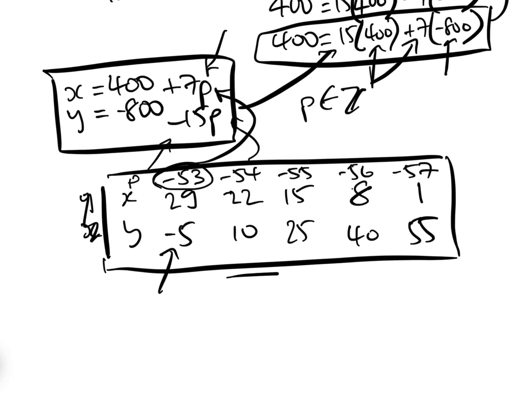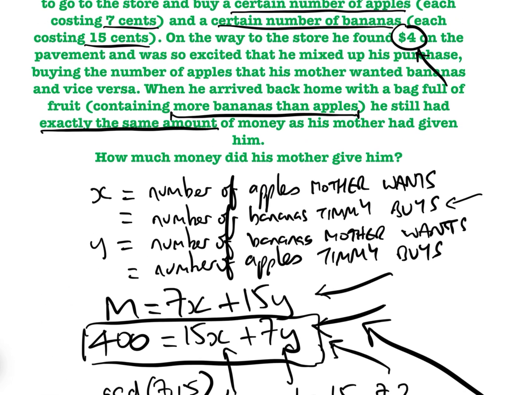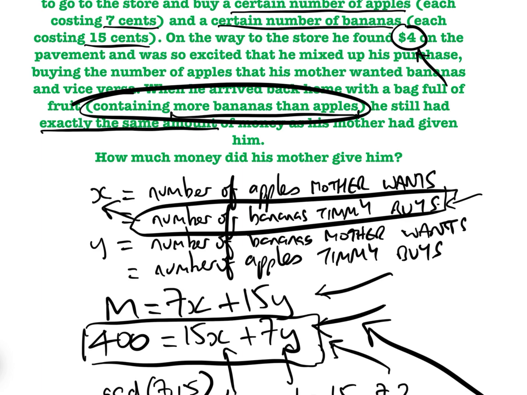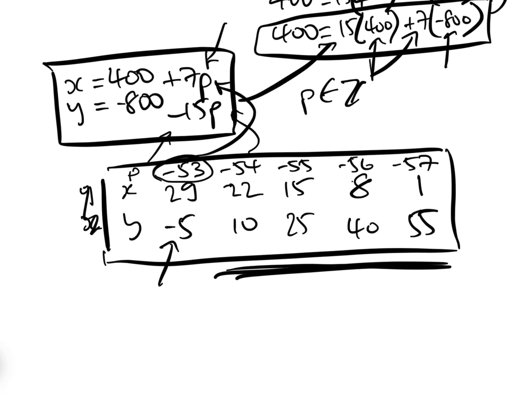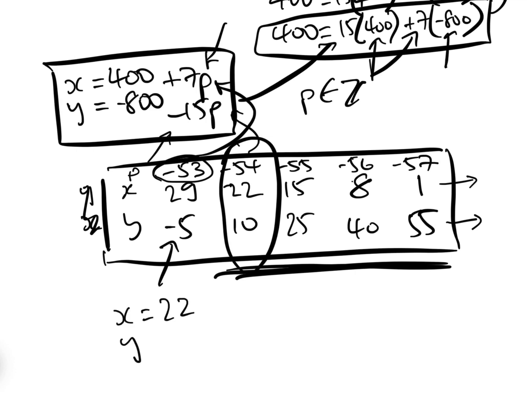So these are the values that are possible, but there's one thing in the question which means only one of these is viable, which is that he had more bananas than apples in his bag when he came home. Now the number of bananas that Timmy actually bought is x. So we know that x must be greater than y. And the only value of x here, for which x is greater than y, and they are both positive, is x equals 22 and y equals 10. There are no other values. It's clear that x is going to become more and more negative and y more and more positive. So we know that the answer is x equals 22 and y equals 10. That is the only possible solution.